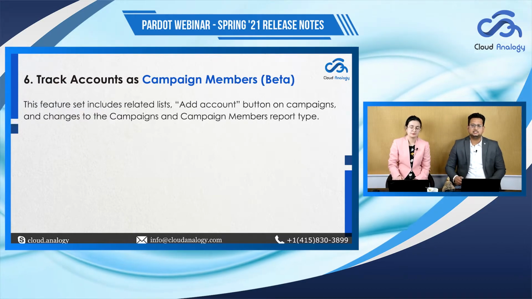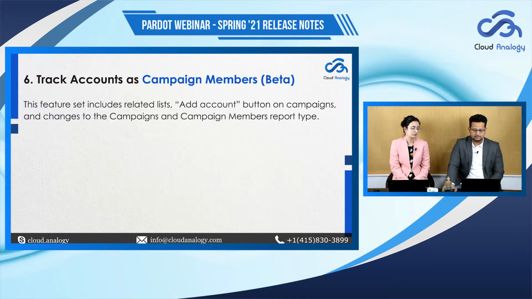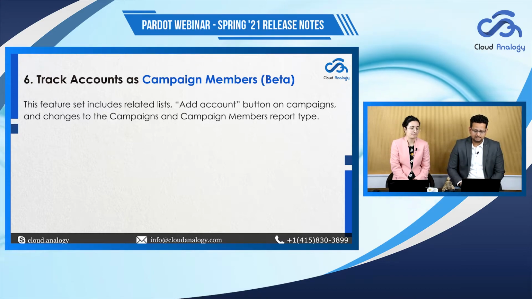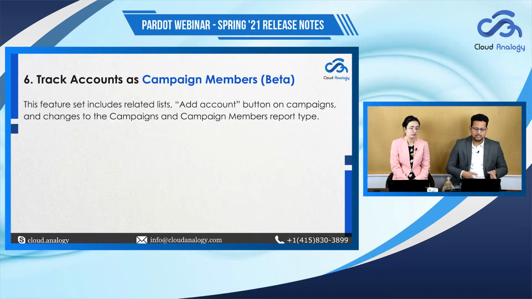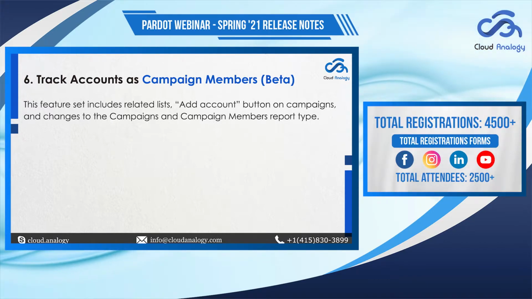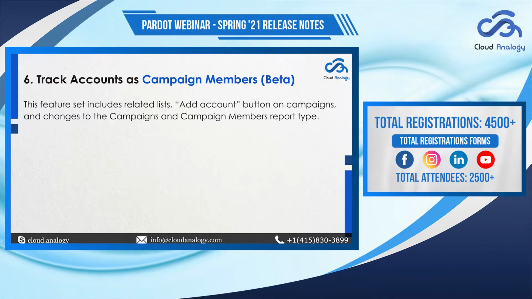And the sixth point is tracking accounts as campaign members. Like I already said, this is in beta, and we have to see how it will work. The functionality is that often the first priority mentioned in enhancing account-based marketing is being able to take a view of all marketing activities at the account level. This was not previously provided by Salesforce, but now with this feature launched, we can do that.